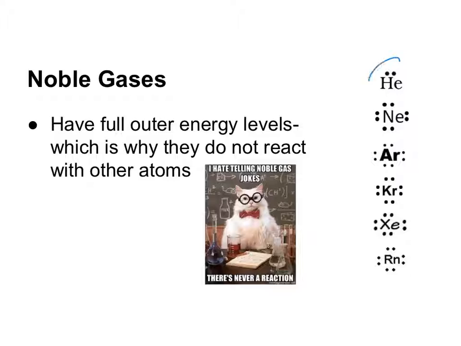Again, our one exception here is helium. Helium also follows that duet rule, so there are two electrons, and when we show helium's Lewis dot structure, we show both of those electrons next to each other on the top, not one on the top and one on the bottom. We actually show those two electrons paired up in helium. So just keep that in mind when you're drawing those.